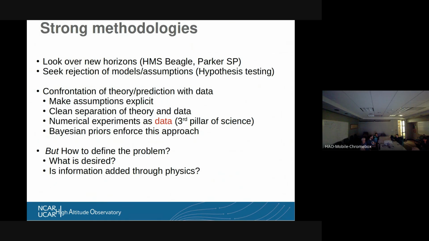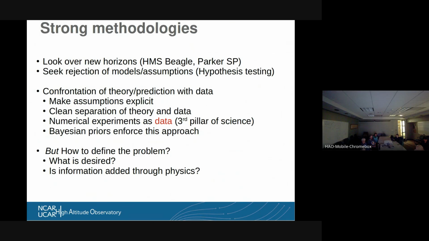You can seek to reject models and assumptions. In other words, hypothesis testing. Now, this is not easy, and it's partly why I'm retiring, because I can't find problems that I can do that would really do that. I've published some in the last couple of years about the corona, and I'll show you one. What you've really got to do is to confront theory and predictions with data.